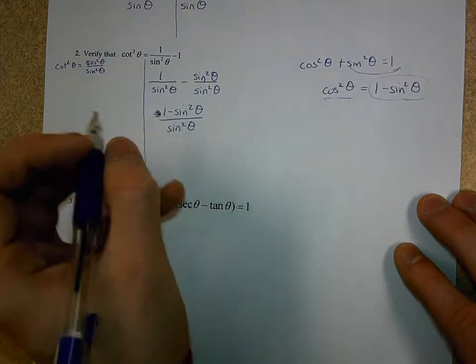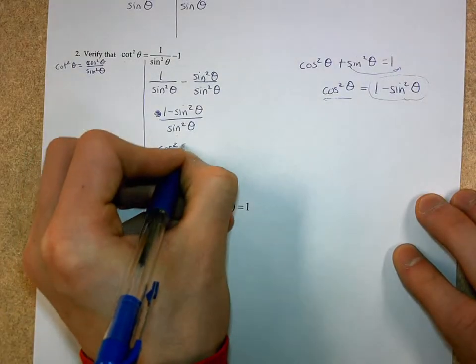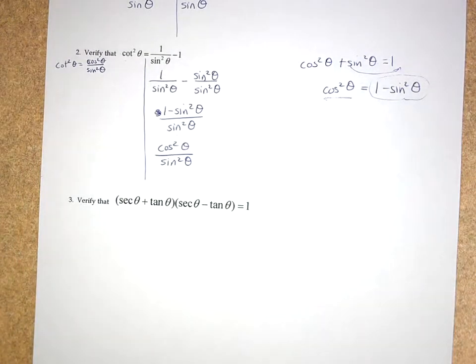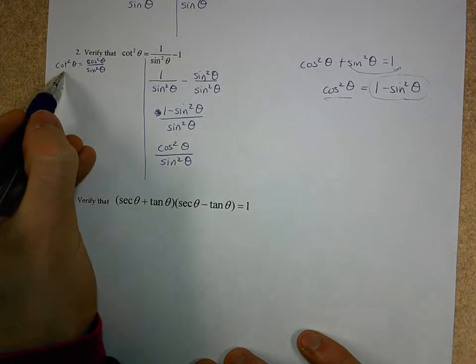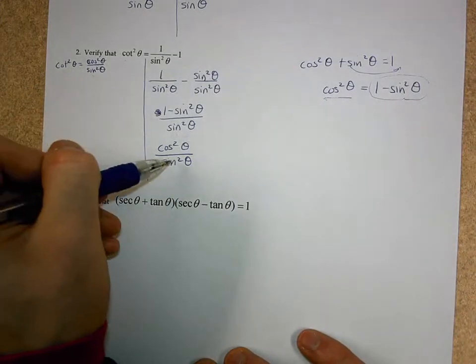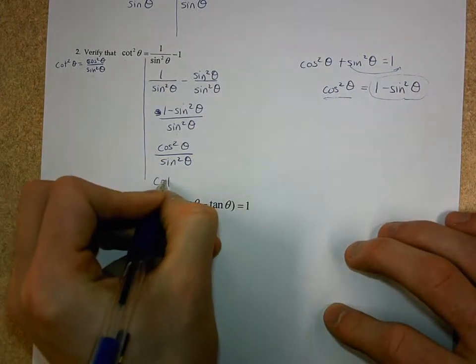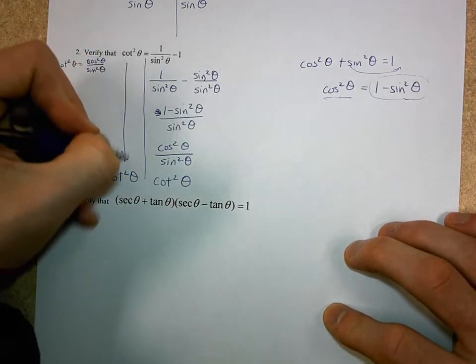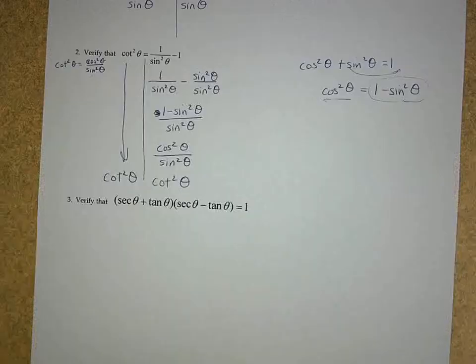So I'm going to replace this 1 minus sine squared of theta with cosine squared theta. And now I can see that my cotangent was supposed to be cosine squared over sine squared, which is what I've got. So I can finish that off by doing the cotangent squared.